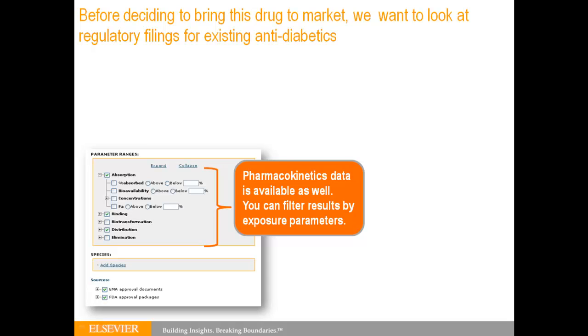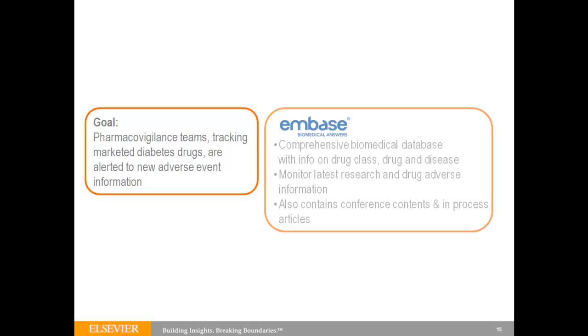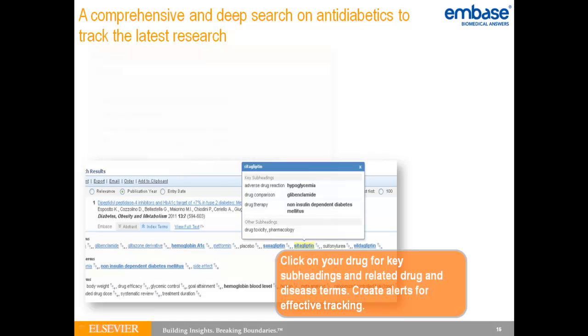Your goal is to track marketed diabetes drugs and to be alerted to new adverse event information. With Embase, a comprehensive biomedical database with information on drug classes, drugs, and disease, you can monitor the latest research and drug adverse information. Before we decide to launch, we want to do a comprehensive literature search on existing anti-diabetic drugs on the market, both branded and generics, in Embase. In this example, we will show you a search for sitagliptin.